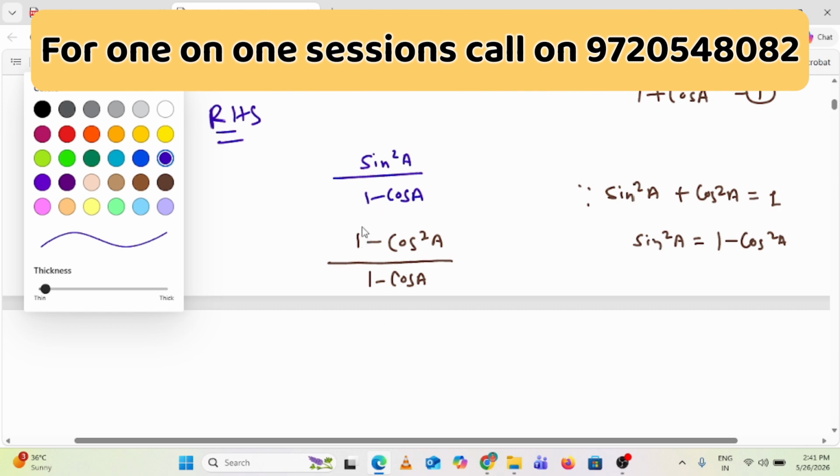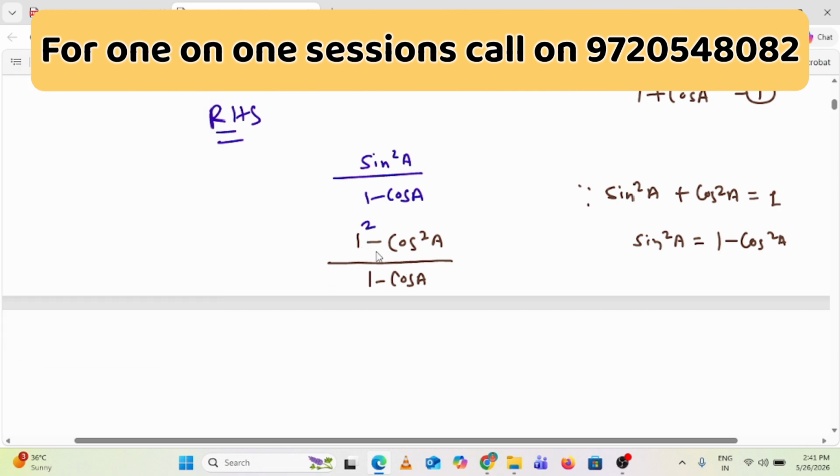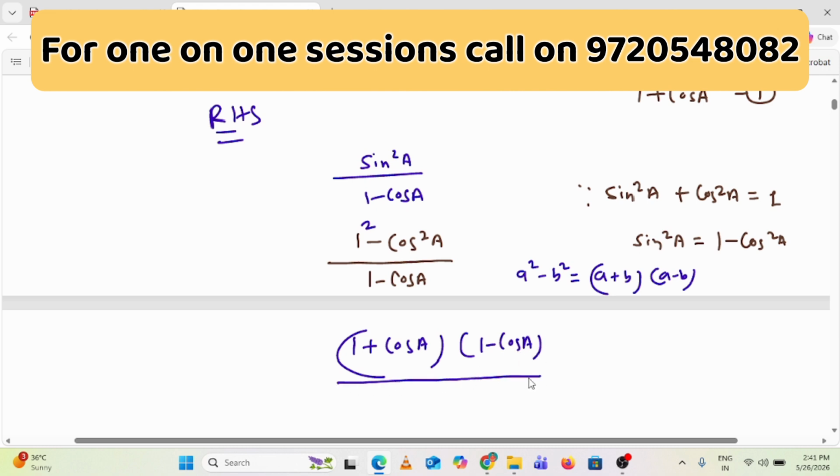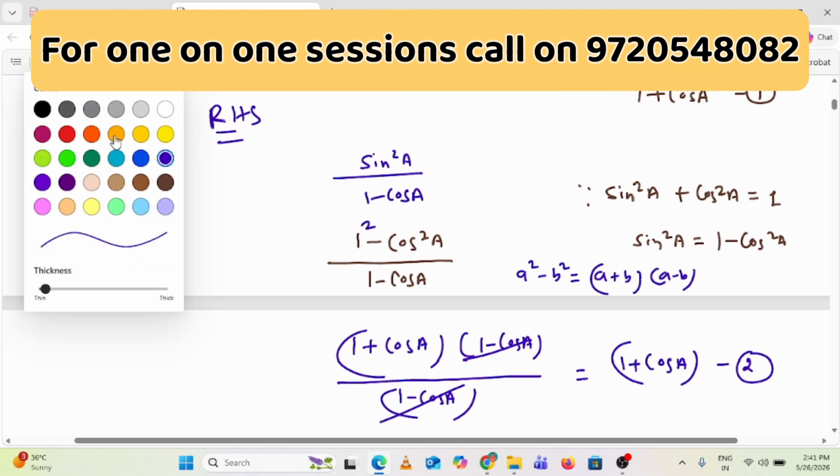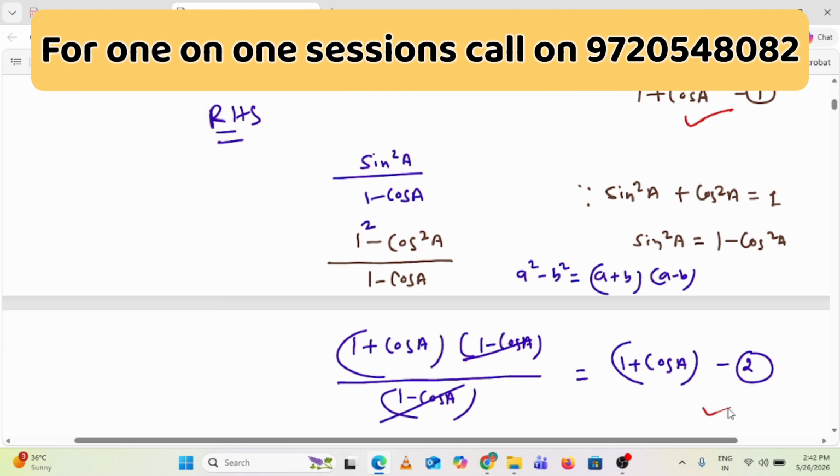Yes, sir. Now I can write this single 1 as 1 square. And now I will use A square minus B square identity, that is A plus B times A minus B. So you can write 1 plus cos A times 1 minus cos A upon 1 minus cos A. These two cancelled and you're getting 1 plus cos A. This is equation 2. So from equation 1 and equation 2 we can say LHS is equal to RHS. Right, Neil?